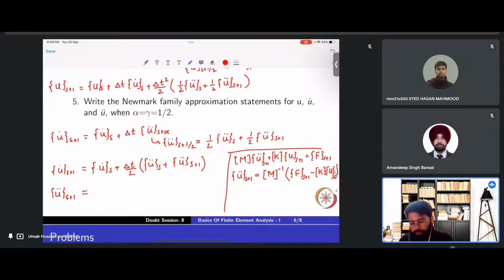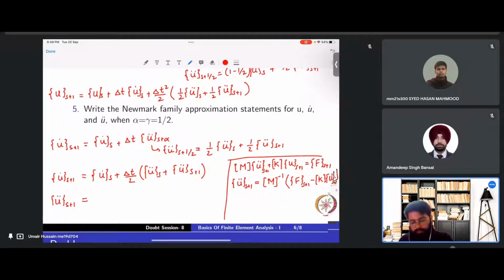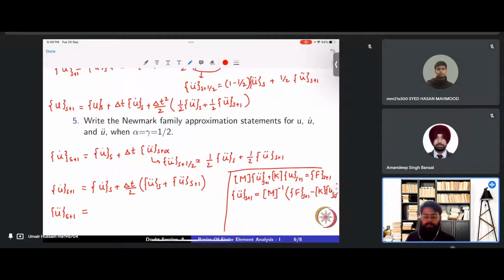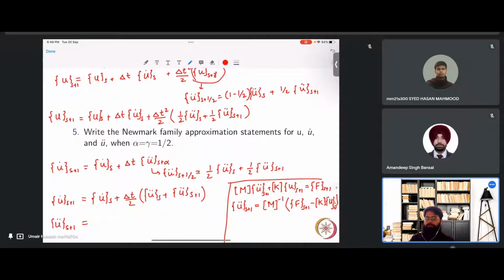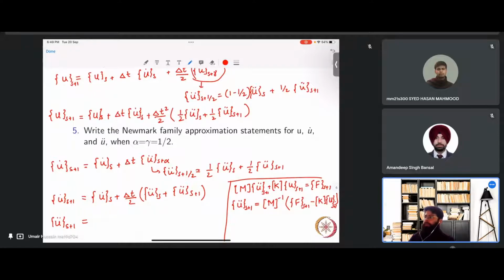So that's how we approximate the primary variable and its derivative terms in the case of the Newmark family of approximation. Okay. So I hope there's no question here.